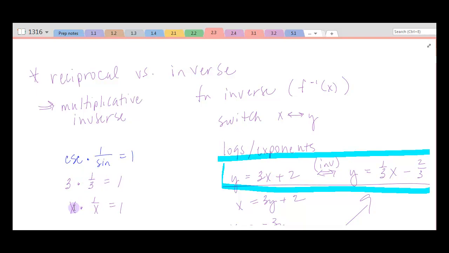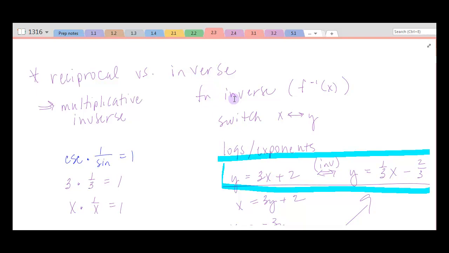Just like if I were to represent x and its reciprocal, if I multiply those two numbers together, I get back 1. And if I put this in terms of trig, we know cosecant and sine are reciprocals of each other. Again, if we multiply them, we get back 1. In other words, they are a reciprocal and the multiplicative inverse of each other. A reciprocal is the multiplicative inverse. Now that's different from the inverse of a function.